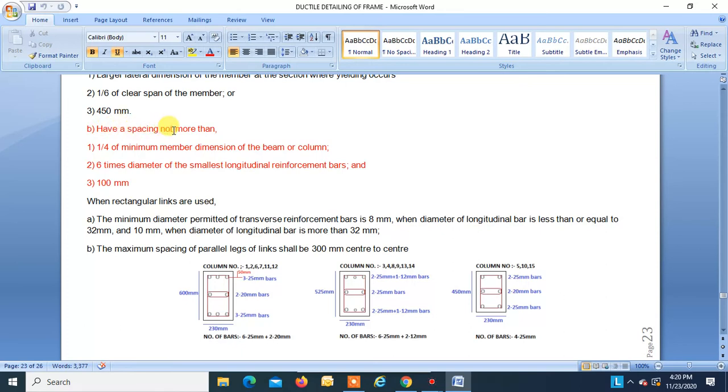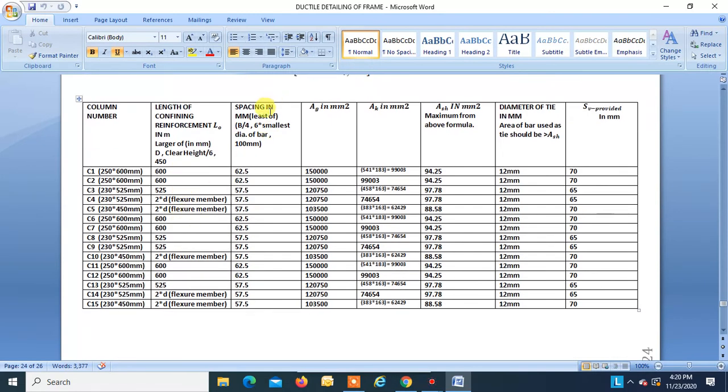Now the next step is that the spacing should not be more than 1/4 of the minimum member dimension, that is B divided by 4, 6 times the diameter of the smallest longitudinal reinforcement, or 100 mm. So this is the table for spacing. The spacing of ties should be the least of B by 4, 6 times the smallest diameter, or 100 mm. So this is how we found the spacing, right?